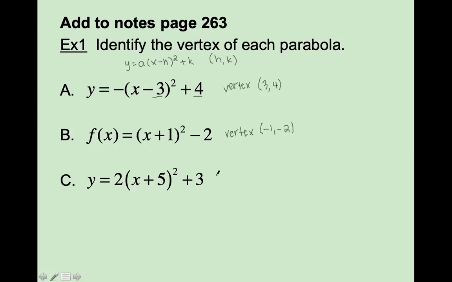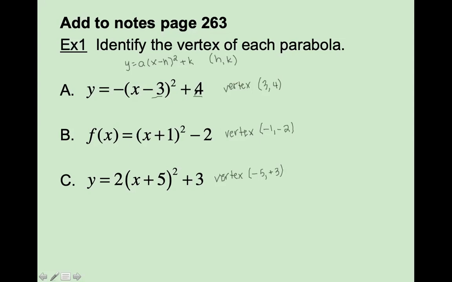This time, our vertex is going to be negative 5 and 3. I don't know why I'm putting a plus there. Negative 5 and 3. All right, so it's the opposite of what's inside here.